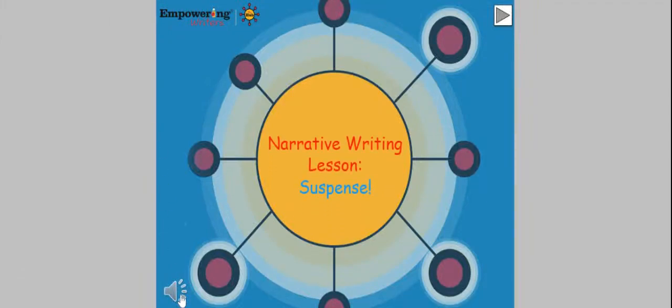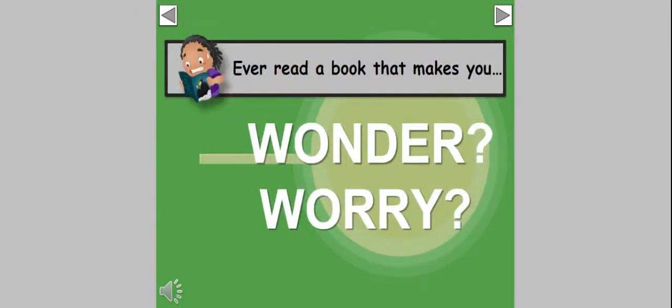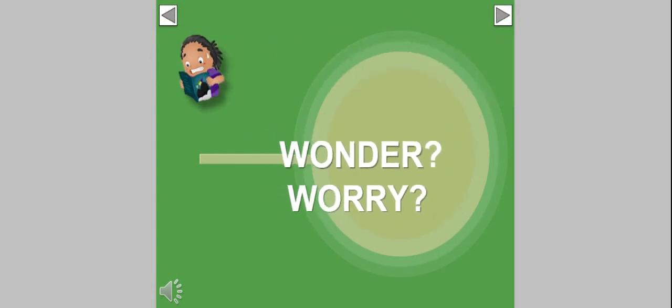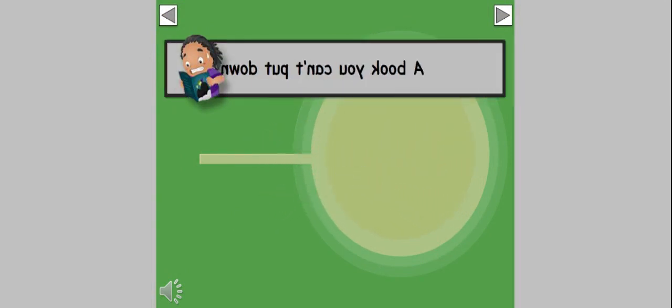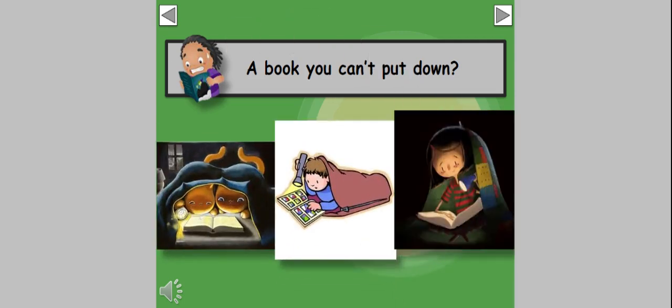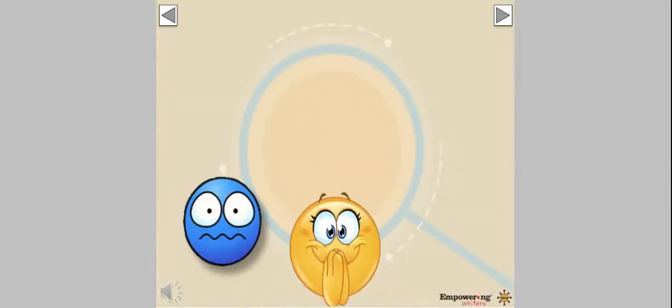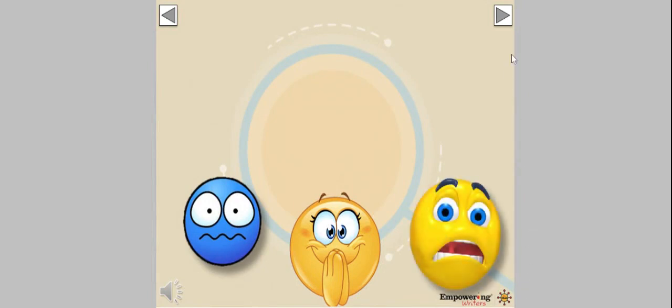Hi everyone. Today's narrative writing lesson is all about suspense. Have you ever read a book that makes you wonder or worry? You know, a book that you can't put down. The kind of book that you read under the covers with a flashlight late at night. You know why a book like that is so interesting that you can't put it down?